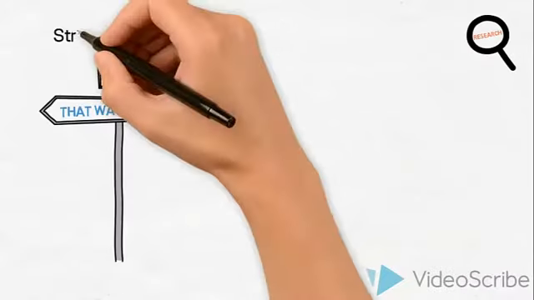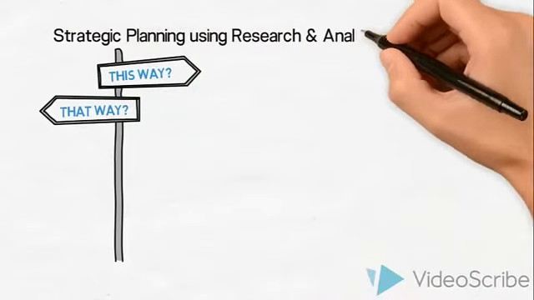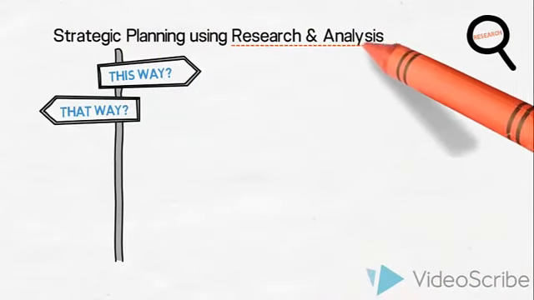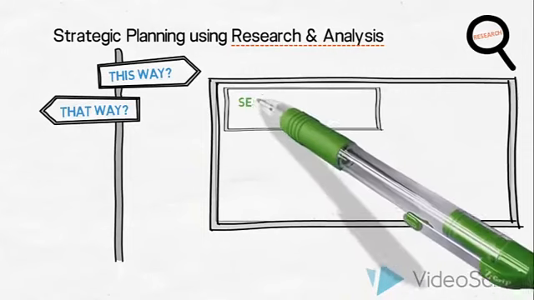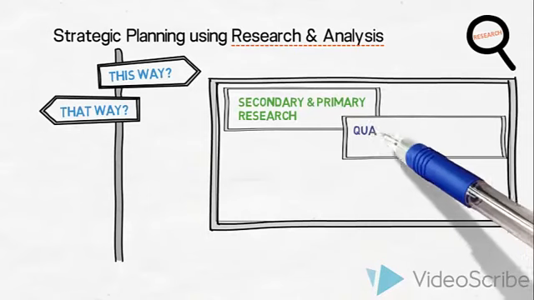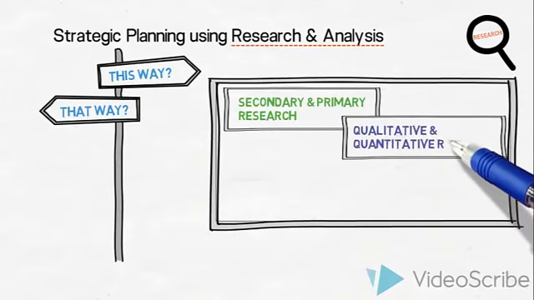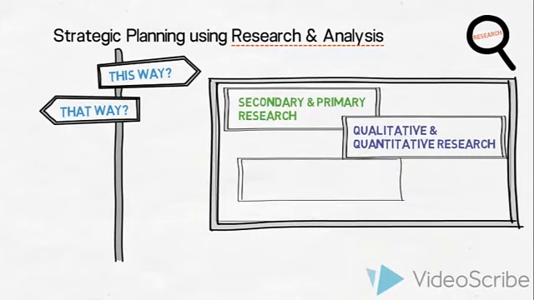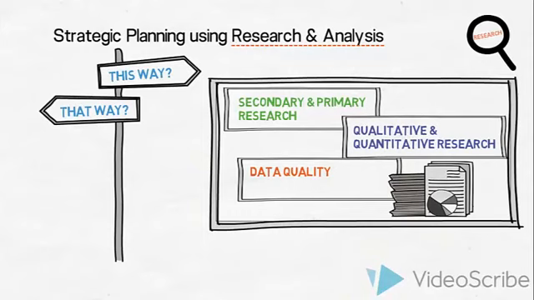When organizations enter into strategic planning, they conduct different types of research and analysis. They might conduct both secondary and primary research. They would consider using qualitative and/or quantitative research and different survey types. They would check the quality of their research data by critically applying the terms validity and reliability.